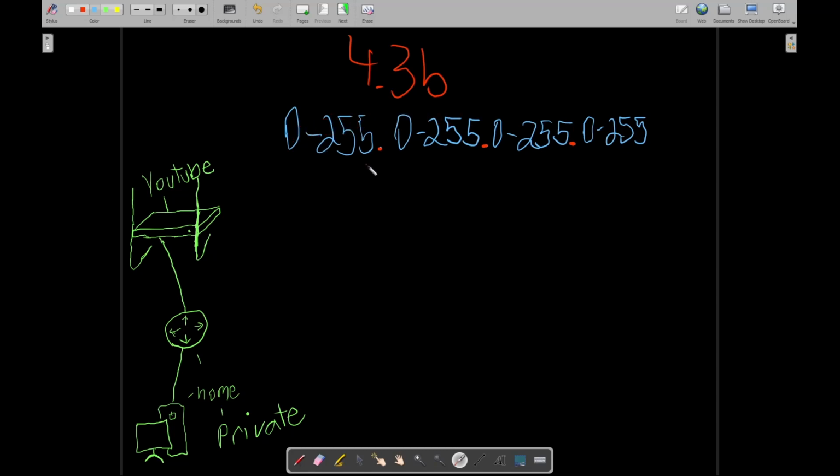Now, if you're wondering why it's 0 to 255, it's because of something called an octet. Each one of these is an octet. They are comprised of 8 bits, which is why it's called an octet. So this is an octet, this is an octet, this is an octet, this is an octet. Anyway, each one of these octets has 8 bits in it, and this is known as binary or base 2.